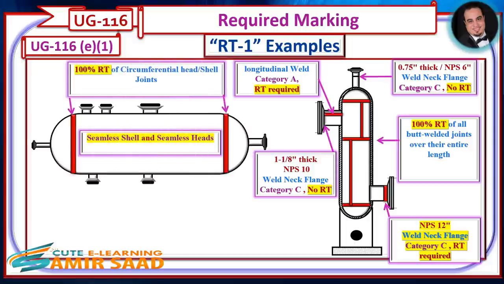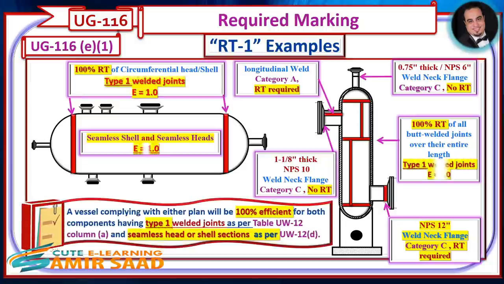Example 2 for RT1, as illustrated in the horizontal vessel. Using seamless shell and seamless heads plus 100% RT of circumferential head to shell joints. A vessel complying with either plan will be 100% efficient for both components having type 1 welded joints, as per table UW-12 column A, and seamless head or shell sections as per UW-12(d).